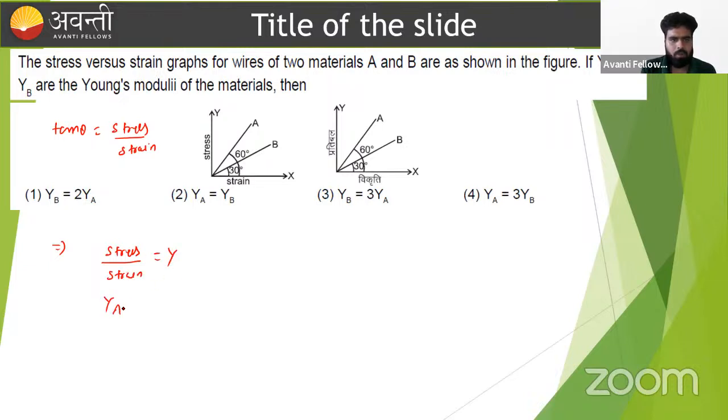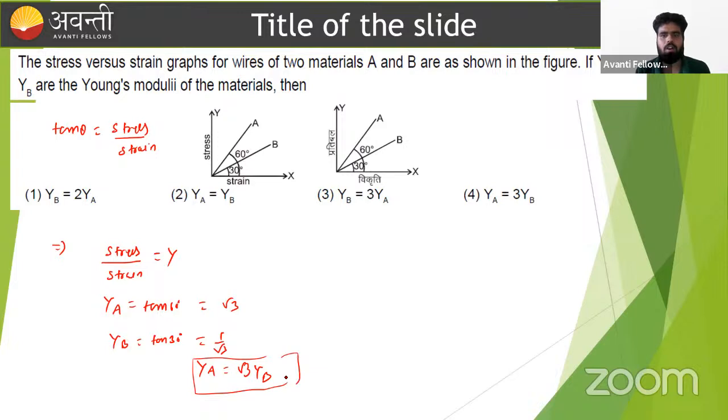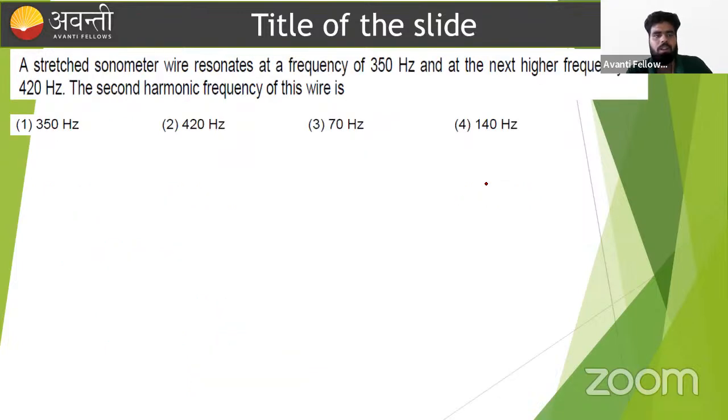So what is the Young's modulus of A? That is tan 60. What is the Young's modulus of B? That is tan 30. And we know this value is √3, and this value is 1 upon √3. Here we can easily say that YA is 3 times YB. So what is the correct answer? The correct answer is option D. Let's move to the next.